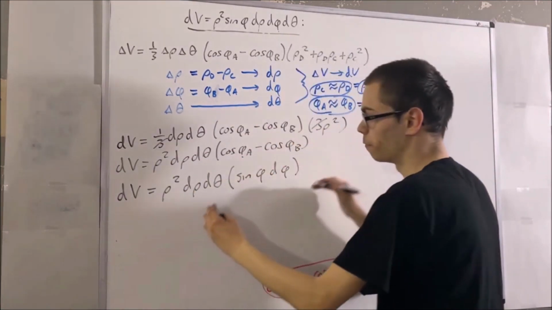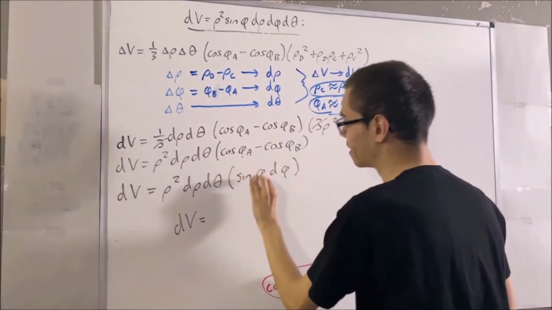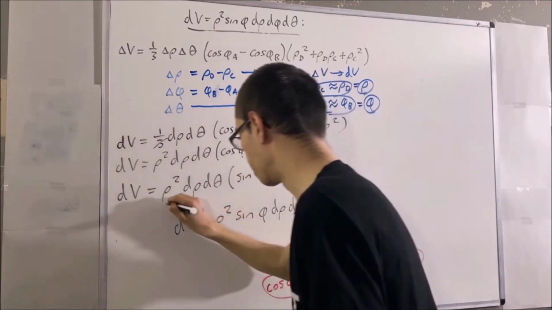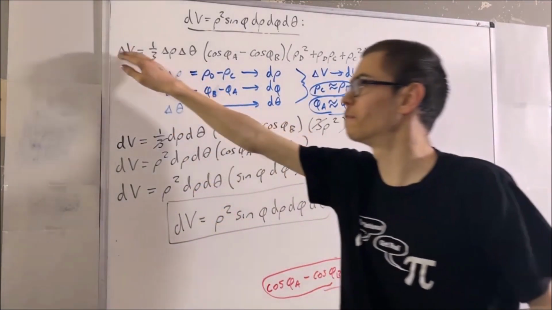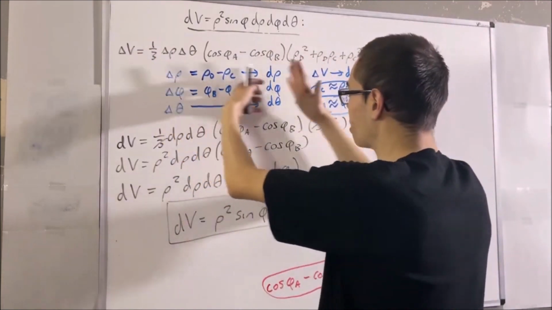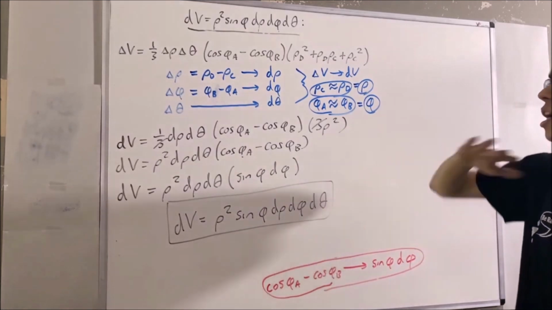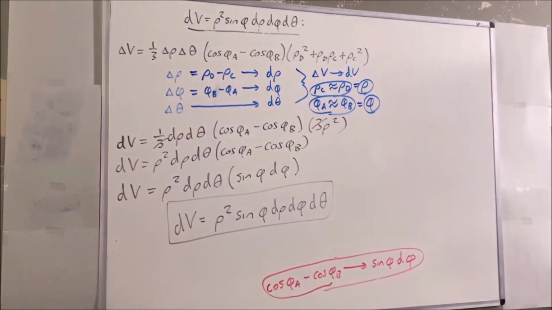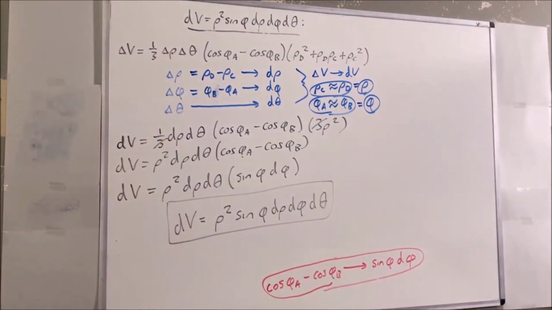And as a result, if we just rearrange this, dv is equal to rho squared sine phi d rho d phi d theta. So this right here is dv. We have taken that delta v, which is this, and we've shrunken it down. It turns out it's going to be this. And so, geometrically speaking, that's how it works. So that's pretty much the way that you could derive it geometrically. So this is pretty much it for this video.